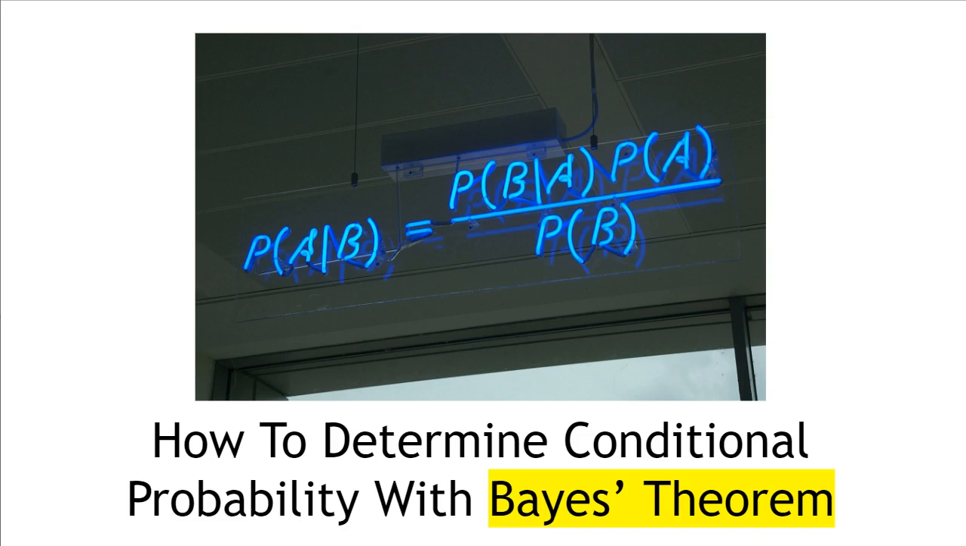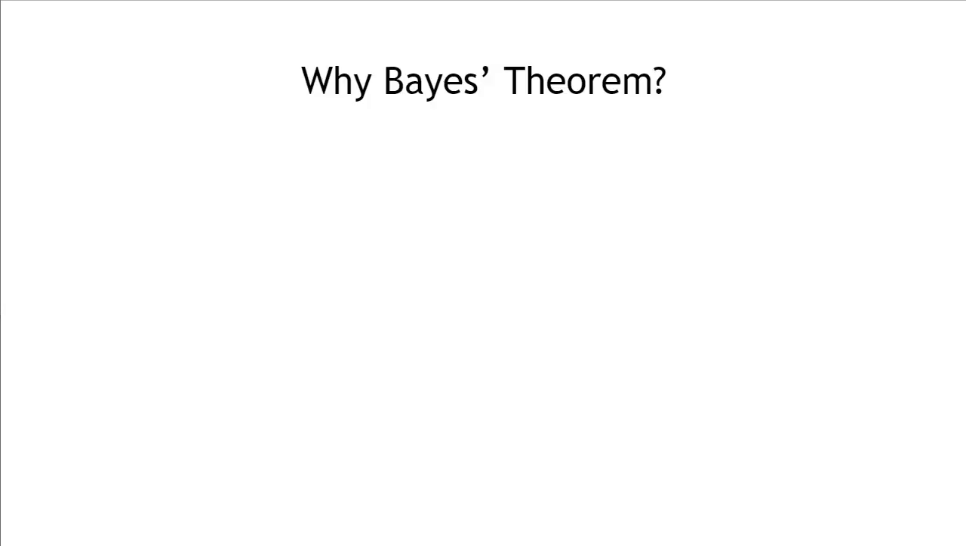All right, everyone. In this video, I'm going to show you how to determine conditional probability with Bayes' theorem. In the neon sign here on the title slide, as you can see, this is the formula for Bayes' theorem. It's the probability of event A happening given event B. That's equal to the probability of B happening given A multiplied by the probability of event A over the probability of event B happening. So let's dig into this.